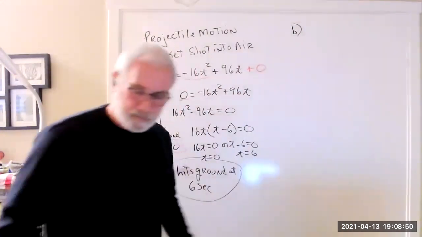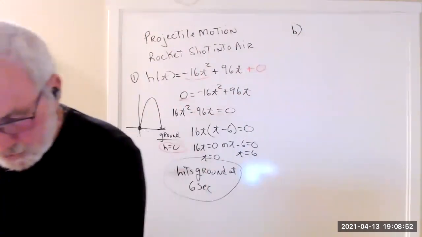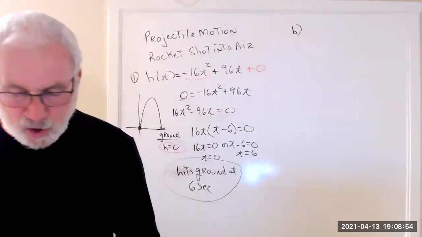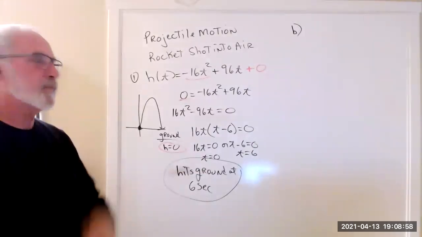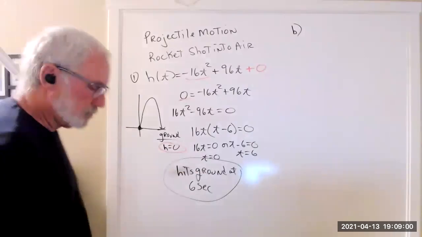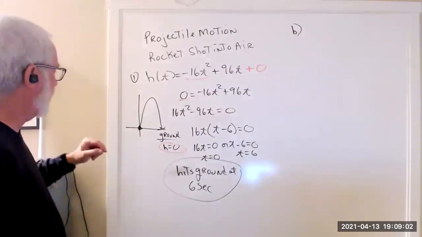Okay, here we go. Part B, same problem number 1, part B. It says, when is the height 48 feet? All right, this is a little bit trickier. When is the height 48 feet?